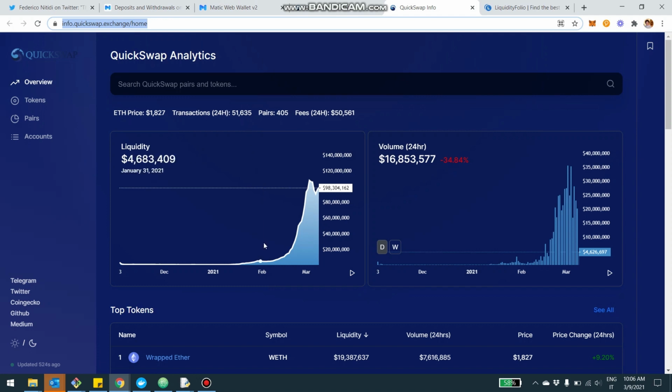But you can see how the liquidity is growing pretty fast, and also the volumes are growing pretty fast as well. And whenever the volumes are significant compared to the liquidity, the fees are also pretty good. So what I want to show you next is how you can invest and how you can track the liquidity.